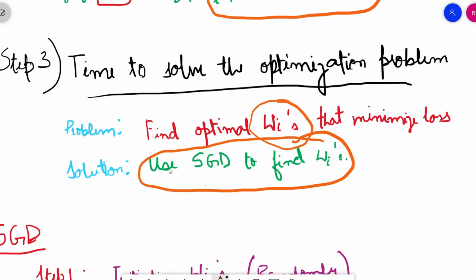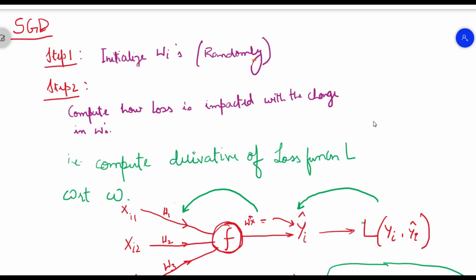So what is the problem statement here? We need to find the optimal w values that minimize our loss function. And what is the solution? Here as well, we will be using stochastic gradient descent to find the optimal value of w's that will minimize our loss function. The most interesting and vital part of learning neural networks is to find out how the weight vectors are calculated using any gradient descent method or stochastic gradient descent, which we are using over here.